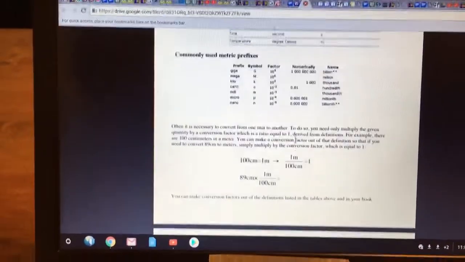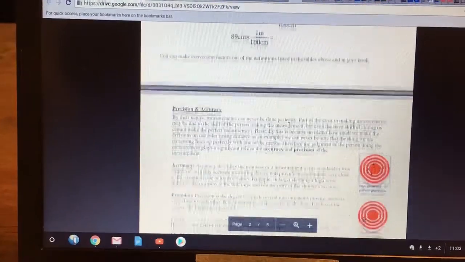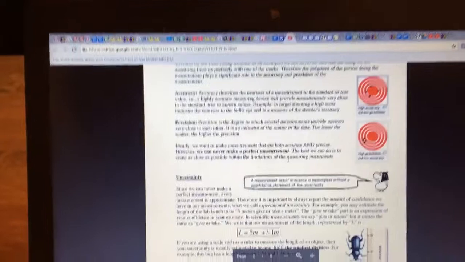Okay, moving along. Here's another unit conversion. We've been practicing these in class. You should have an answer for that right here. And precision and accuracy, I think most folks have that down pretty well after our last class.